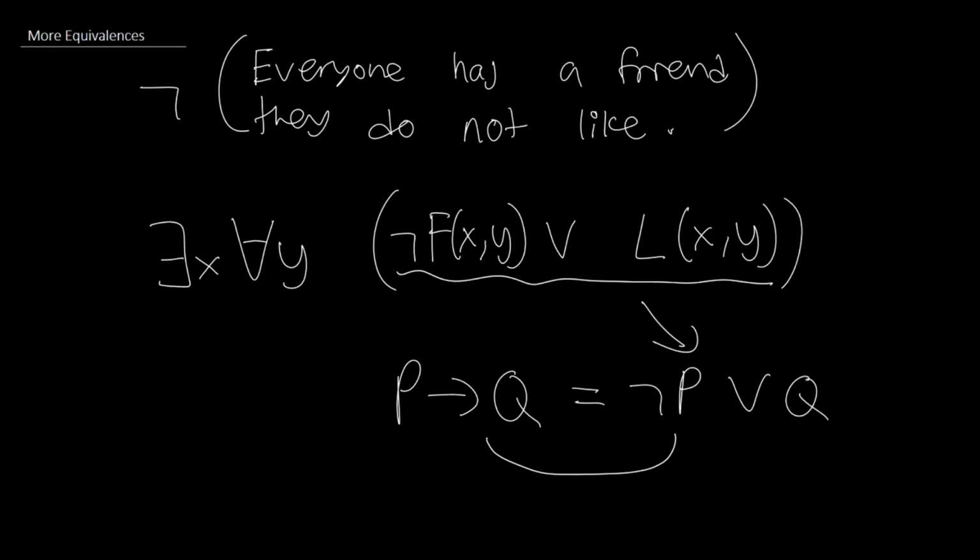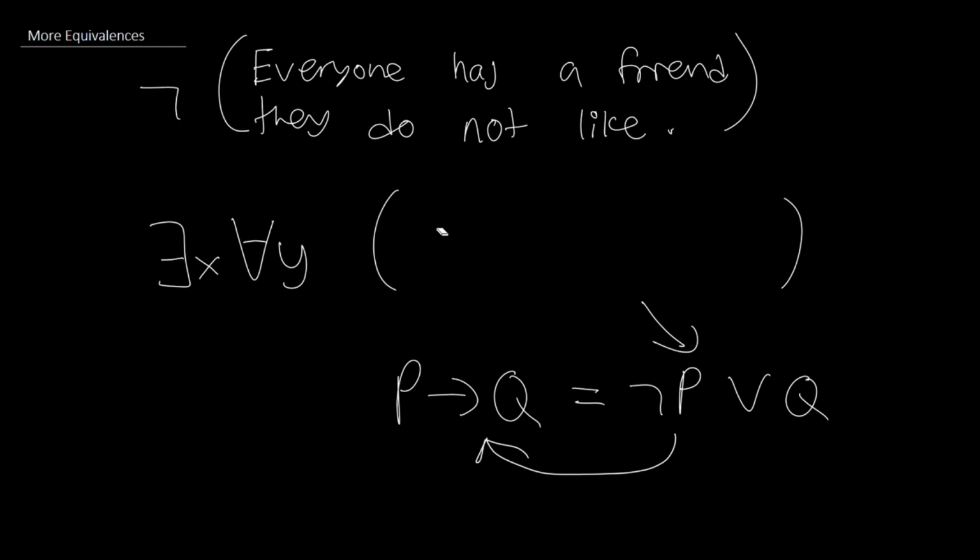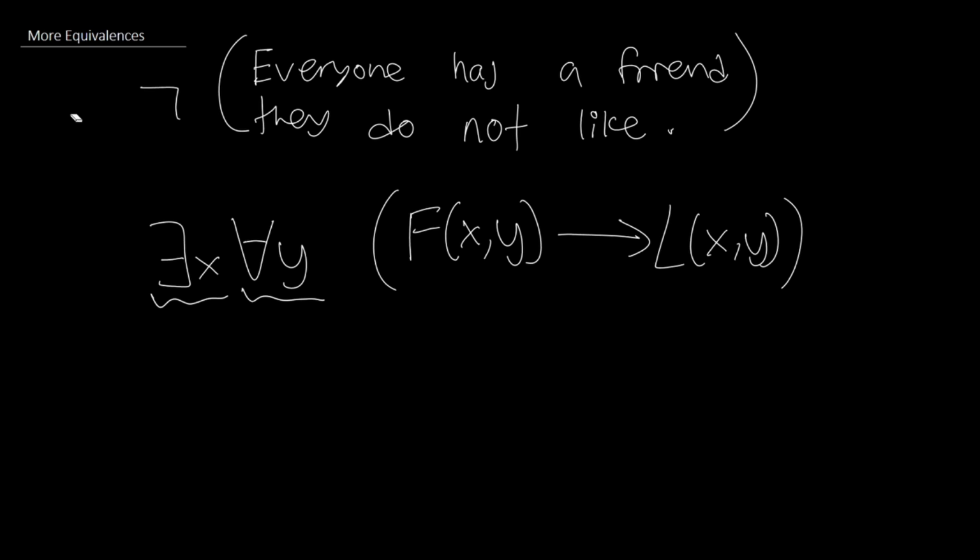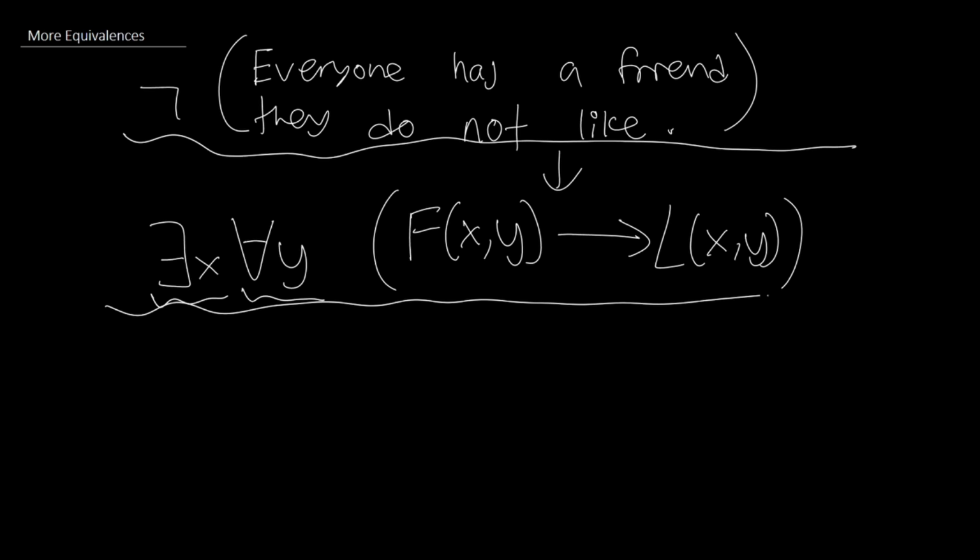Well, this has an awfully similar structure to this guy, right? So that means we can just convert that to this over here. So this just means that what we have overall is F(X,Y) arrow L(X,Y). And that's just it. The statement at the top here is equivalent to the statement at the bottom over here.